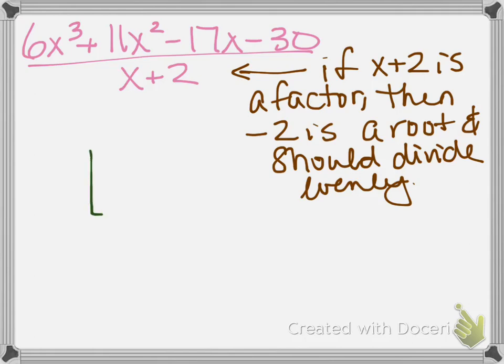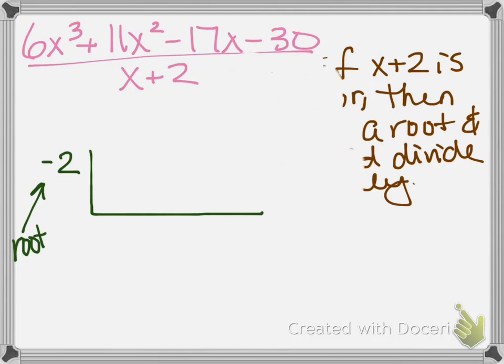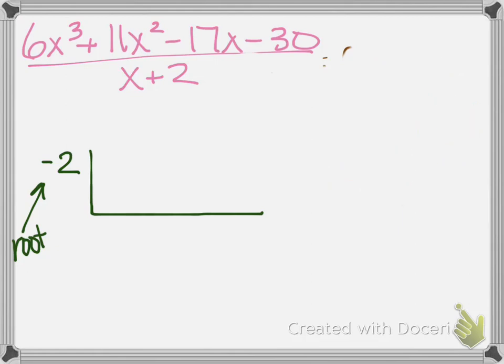Outside, we draw an upside down division sign. We put the root outside here. So this is the root. It's negative 2. Remember, it's the opposite of what the factor is. So the factor is x plus 2. We solve that equal to 0 to get the root, so the root is negative 2. I'm going to have to erase this note because I'm going to run out of room. So make sure you write that down and then get it out of the way.